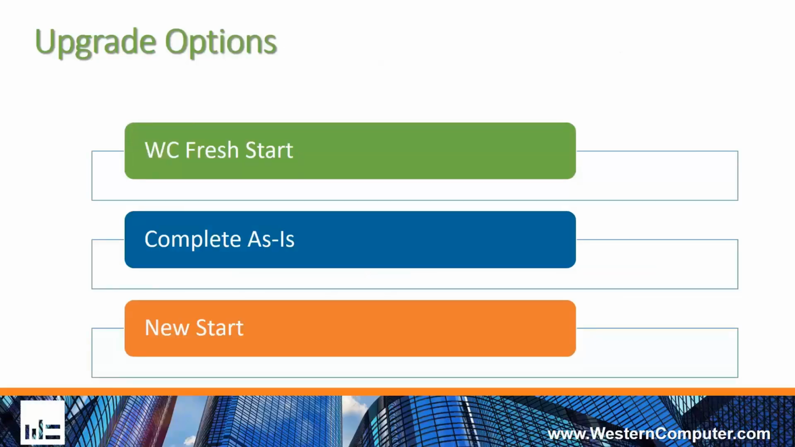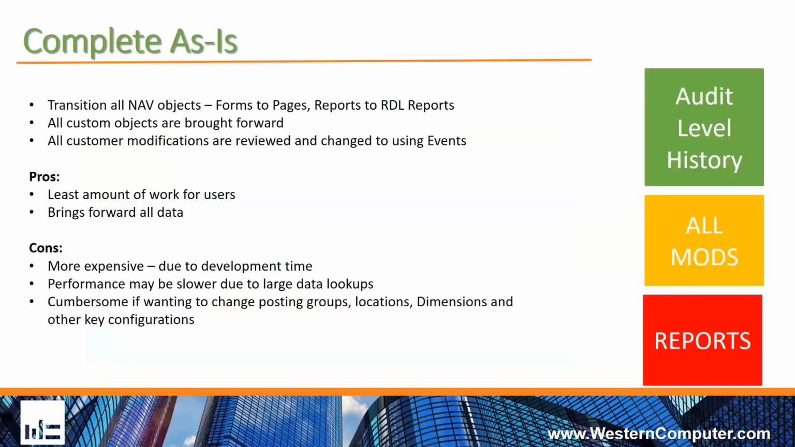Here we're offering 3 upgrade options: Western Computer Fresh Start, a complete as-is, and a new start upgrade. Let's talk about each of these in great detail. The complete as-is upgrade is your traditional upgrade that you're used to seeing, where we take your entire database, all of your code, we upgrade that, all of your data gets upgraded, and everything comes along. So this is more of your traditional upgrade, if you will.